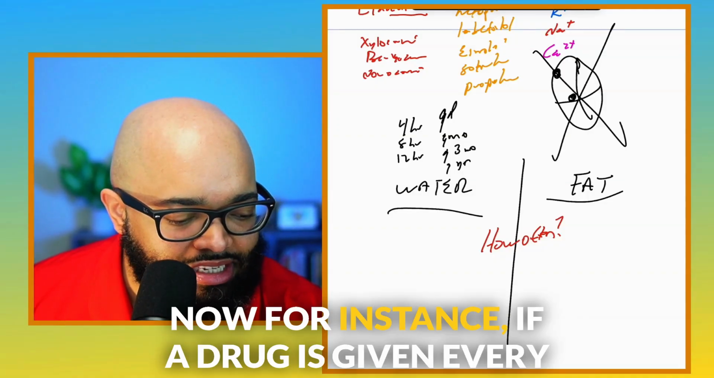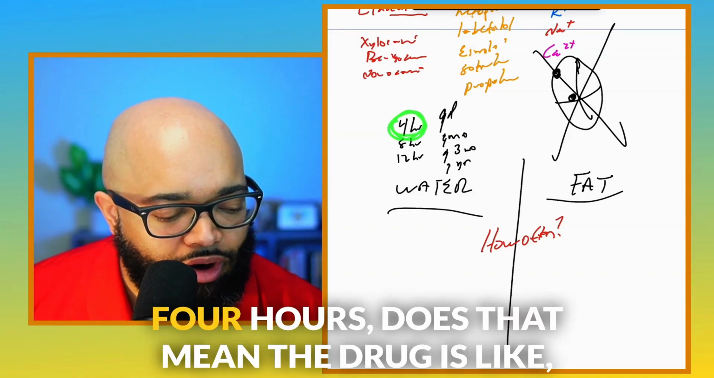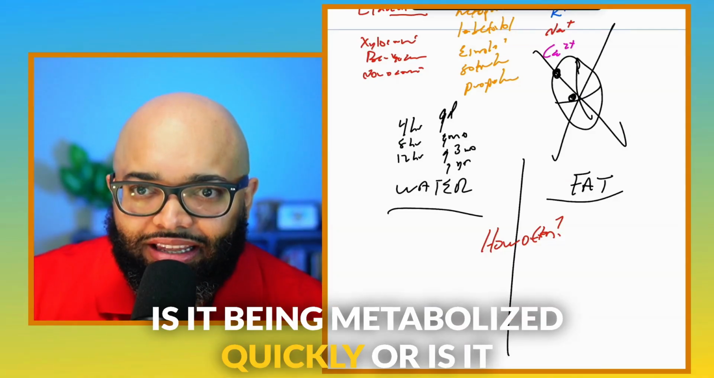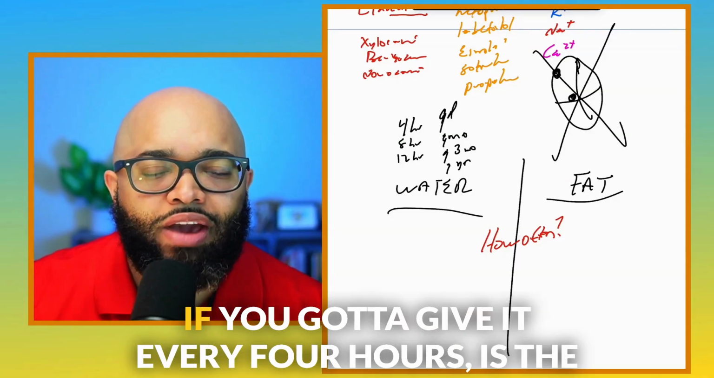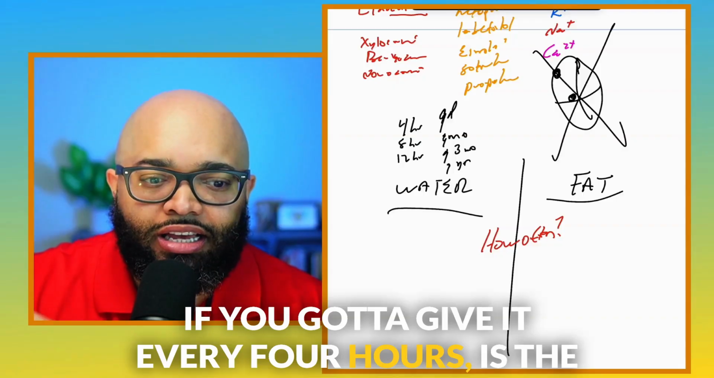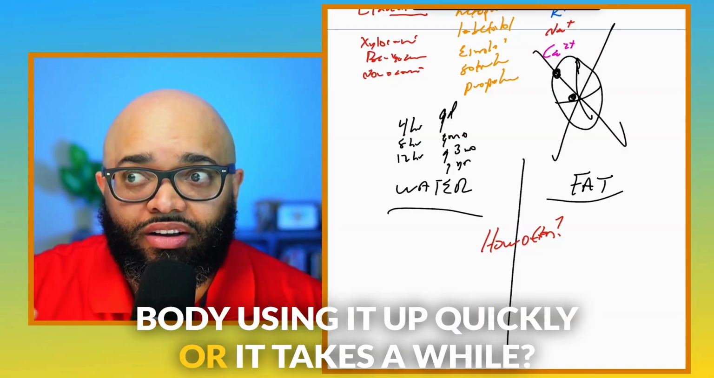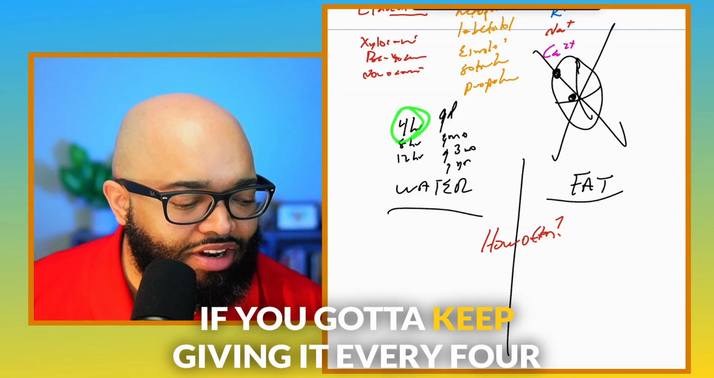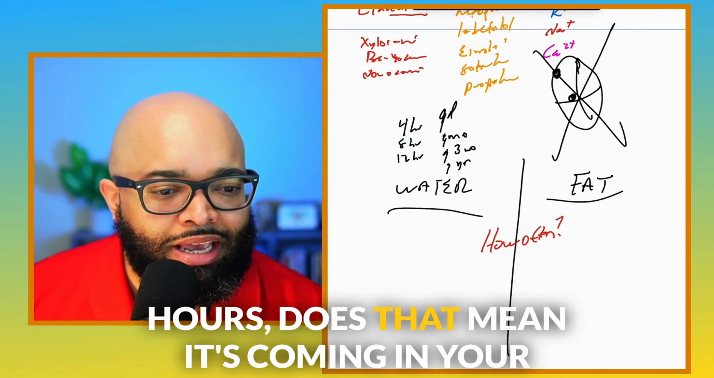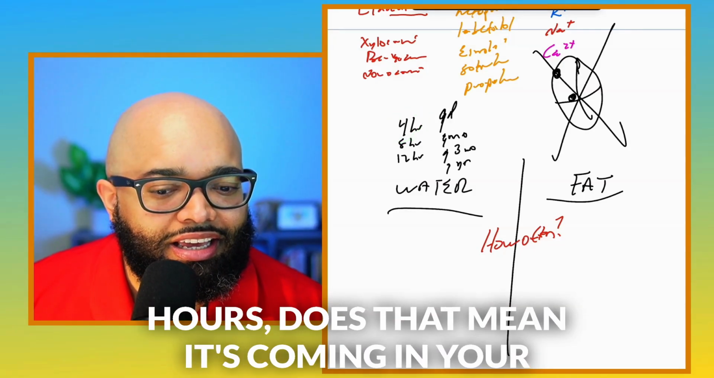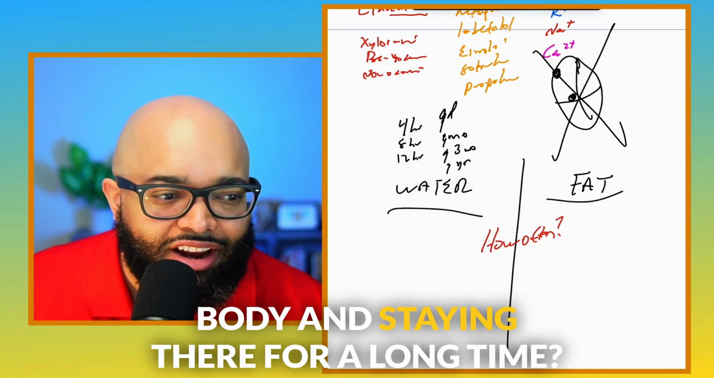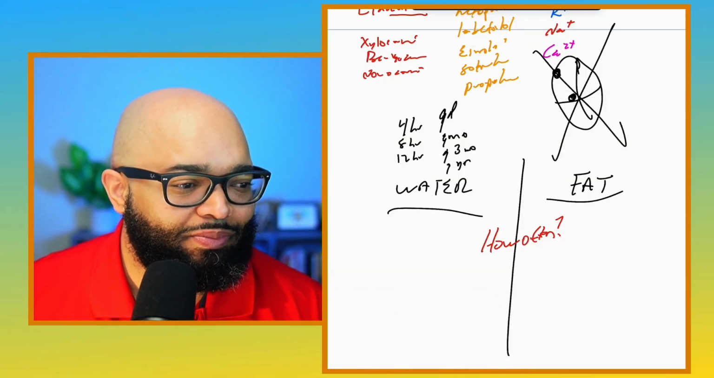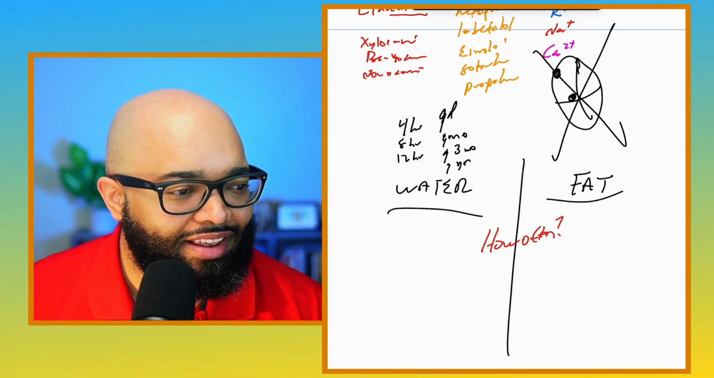Now, for instance, if a drug is given every 4 hours, does that mean the drug is being metabolized quickly or is it taking a long time? If you've got to give it every 4 hours, is the body using it up quickly, or does it take a while? If you've got to keep giving it every 4 hours, does that mean it's coming into your body and staying there for a long time, or it's coming in and breaking down real quick? What does that mean?